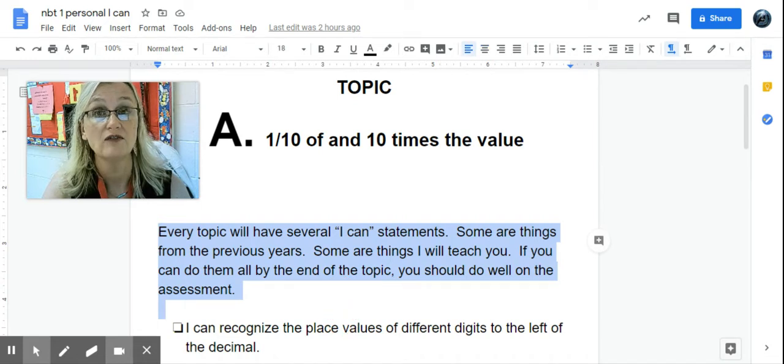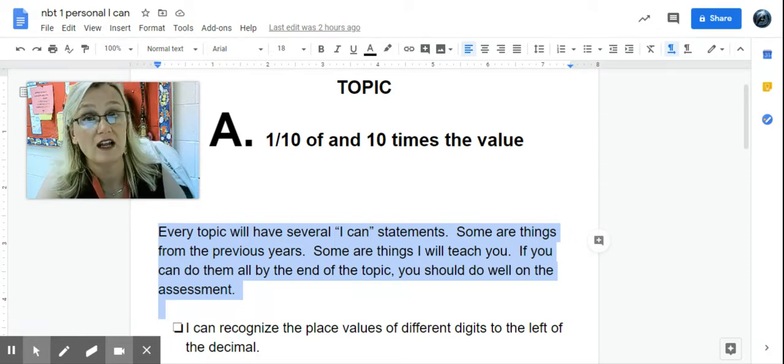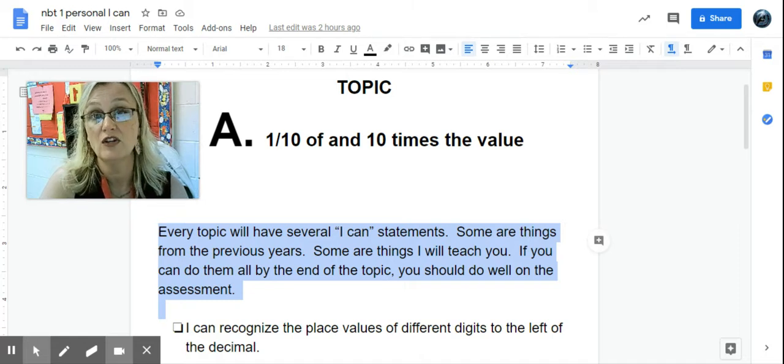Every week, you're going to have several I can statements. These may be things that you've already been taught in previous grades or this year. So later in the year, it may be something that I'm teaching you this week that I'm asking you to recall and try to remember. And then it's also going to be things that I'm teaching you on the current topic. If you can say that, yes, I can do all of your I can statements, then by the assessment, you should do well.